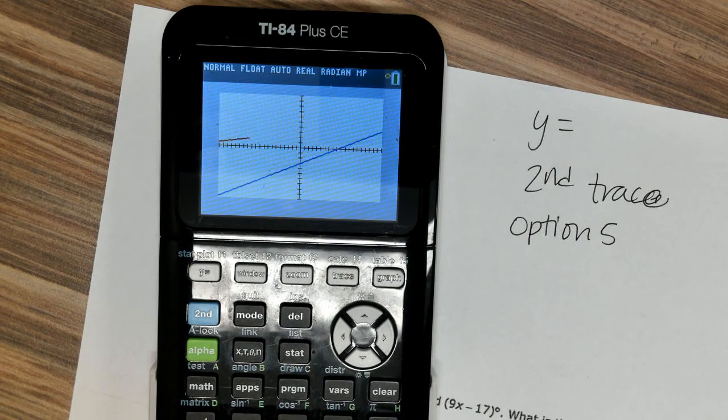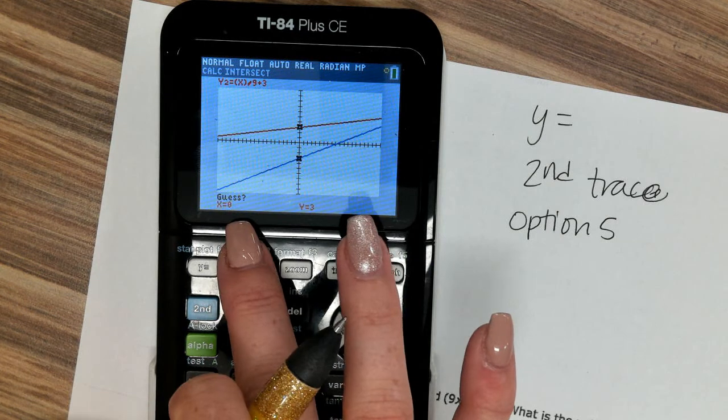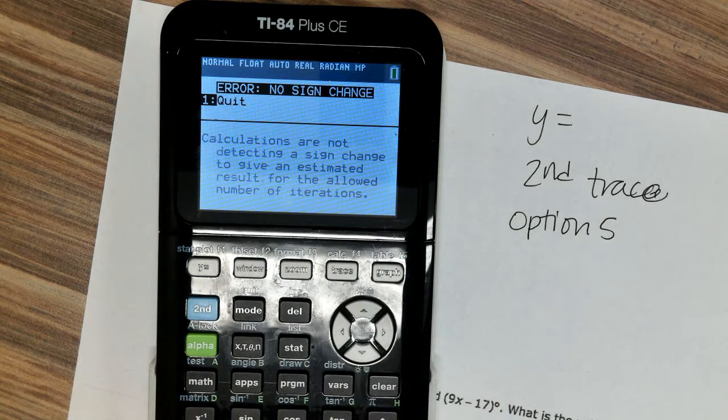Remember that if you cannot see them intersect, it might not solve it for you. If you get an error, you need to zoom out or change your windows. So I'm going to hit enter, enter, enter. Let's see if it worked for me. Guys, look at my screen. Did it work? That means it cannot see it.